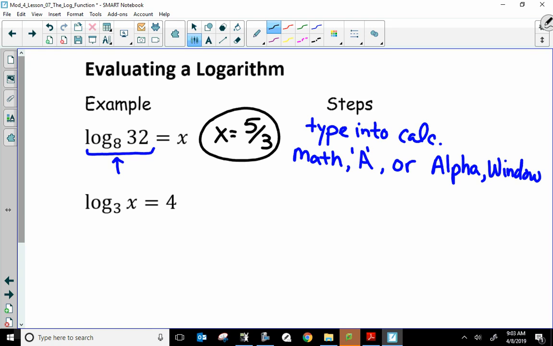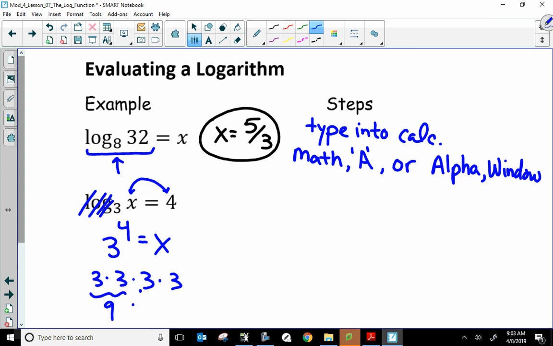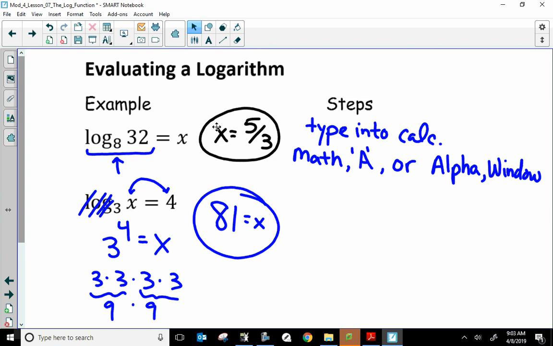Now, the second one, I'm going to mahagonize this. Oh, thank you, Mahagony Holmes. I'm going to switch my x and my 4, and I'm going to have 3 to the power 4 equals x, and the log goes bye-bye. Well, that's 3 times 3 times 3 times 3. This is 9 times 9, which we all know is 81. And if you want to check that in a calculator, you could simply say log base 3 of 81.